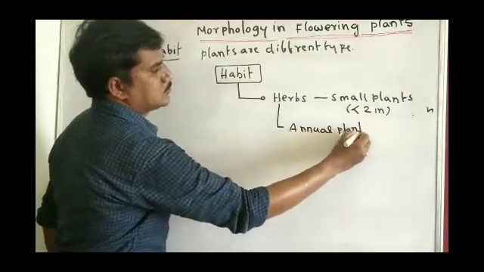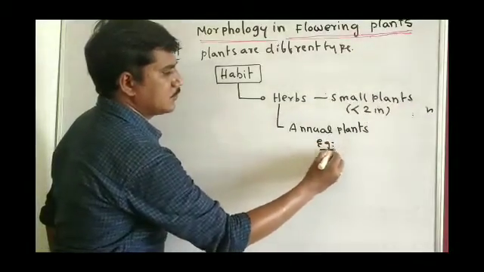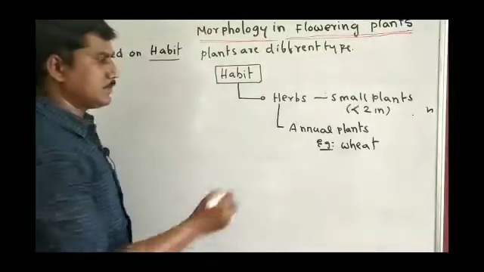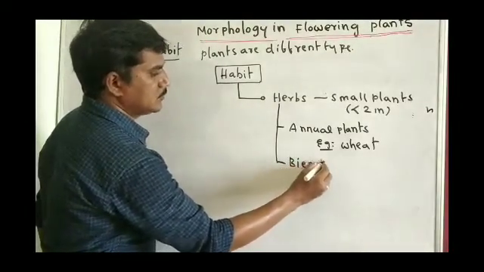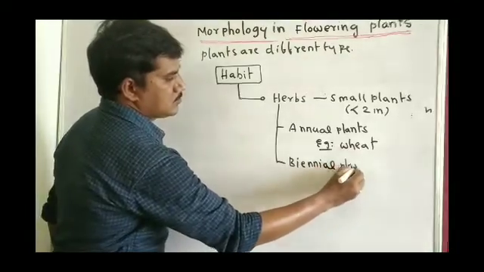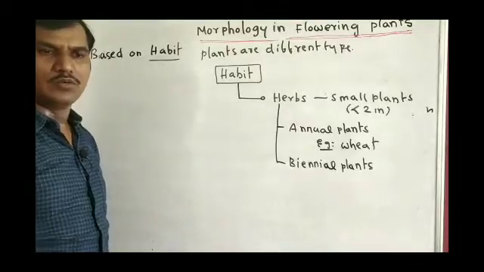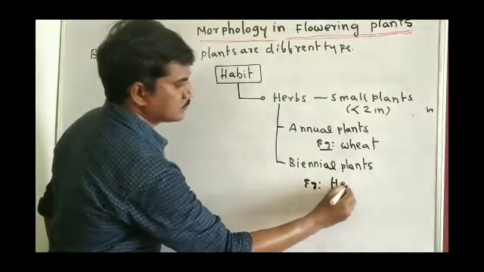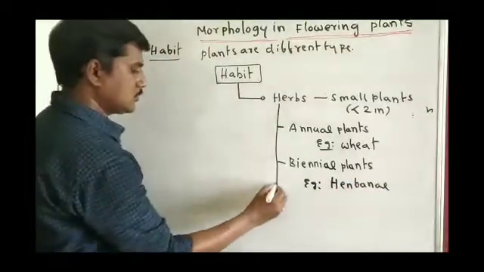annual plants. Annual plant, you can take the example here, wheat. Annual plants complete their life cycle within one season. Next, biennial plants, very important. Biennial plant means the plant completes its life cycle within 2 seasons. Example for this one, henna binaya, very important.